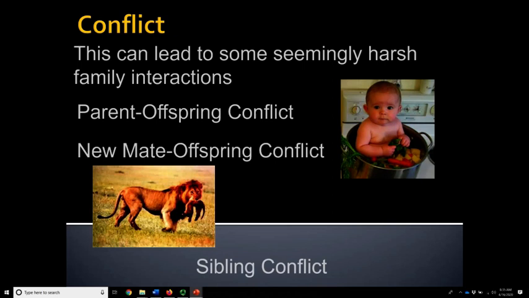We see this also in other instances. So there are often mate and offspring conflicts, and The Lion King, the Disney movie, is a great example of this. They drew it largely from real behaviors in lions. When a new male takes over a pride, he often will kill all of the small babies in that pride.